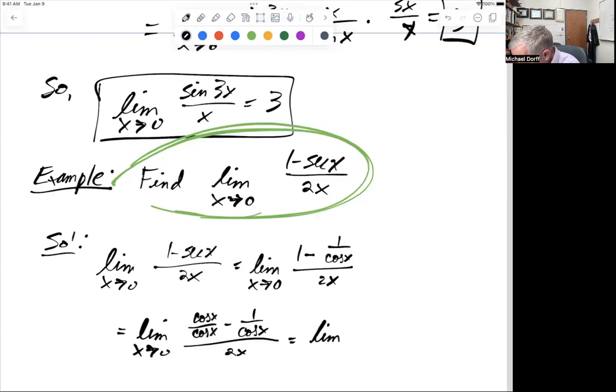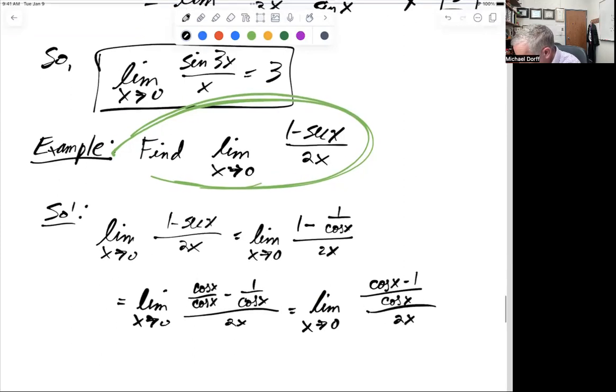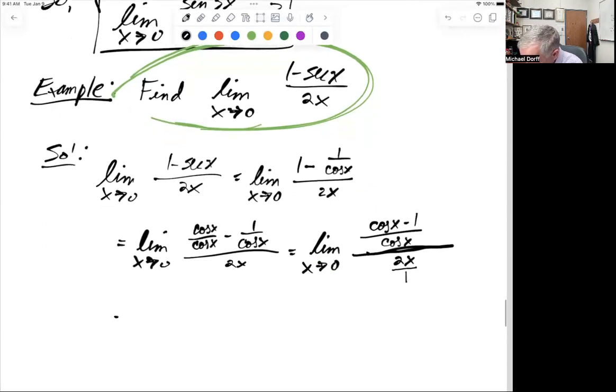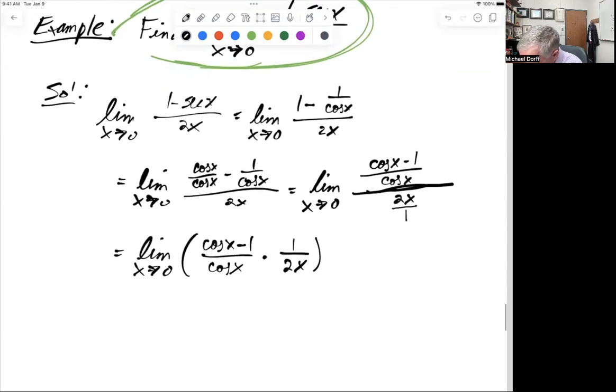So then I can rewrite that as the limit as x goes to 0. Combining those, I get cosine x minus 1 over cosine x, all over 2x. Okay, and now I've got a fraction over a fraction because the denominator is 2x, but that could be 2x over 1. I can rewrite that as a multiplication problem by putting cosine x minus 1 over cosine x times the reciprocal of the denominator, so that's 1 over 2x. Just one more little simplification here: I'm going to have cosine x minus 1 over 2x times cosine x.